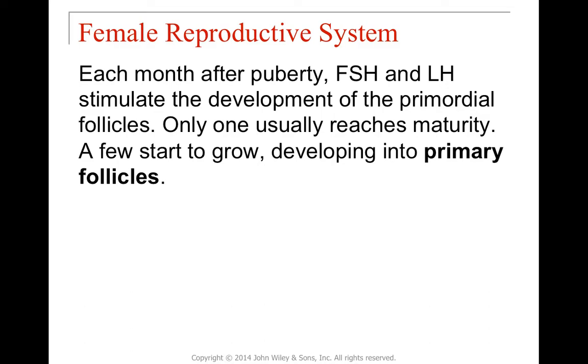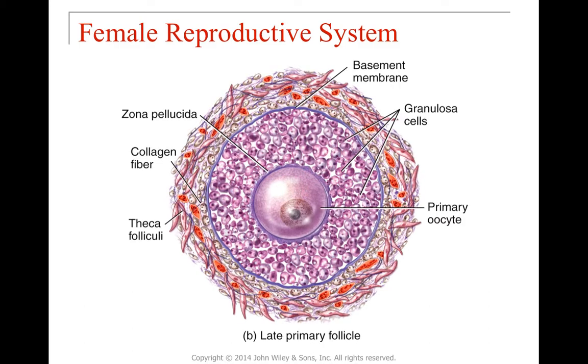Only one at a time is going to reach maturity. So a few of them are going to start to grow and develop into those primary follicles, but then they're going to halt there and arrest as primary follicles until they get the clues to continue forward. And again, with assisted reproductive technologies, we can induce those cues and get a ton of eggs all at once if we wanted to do something like in vitro fertilization.